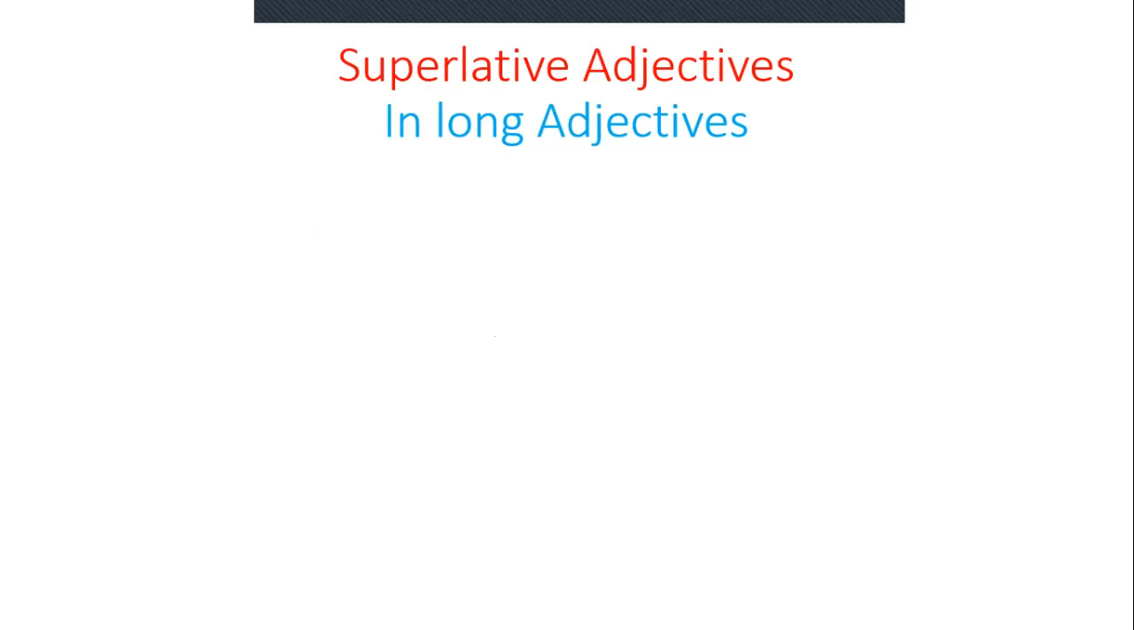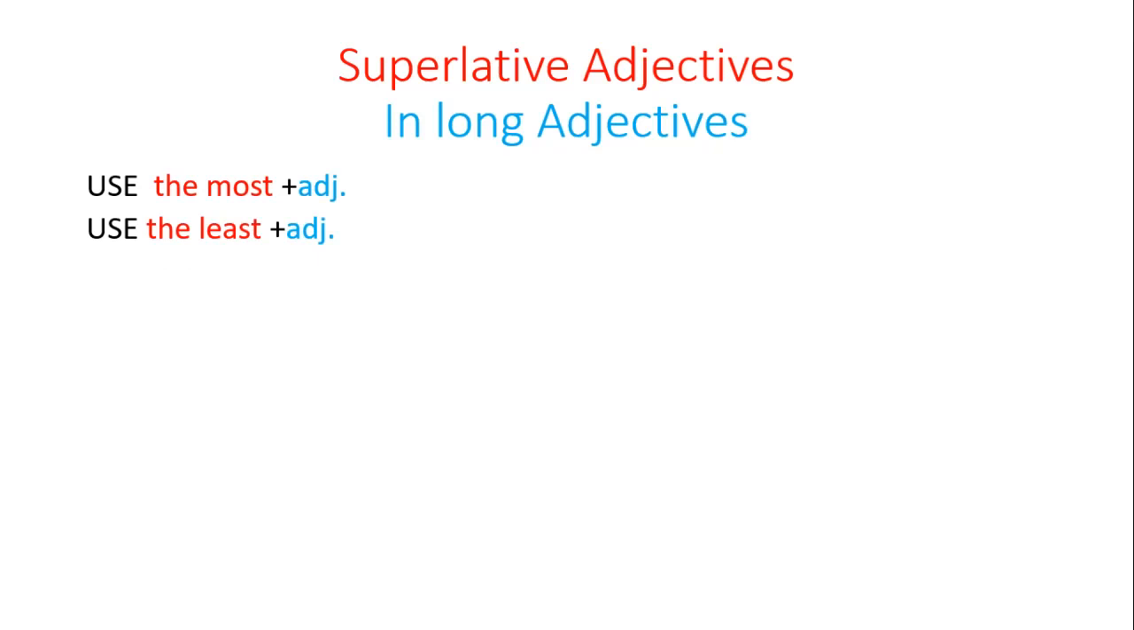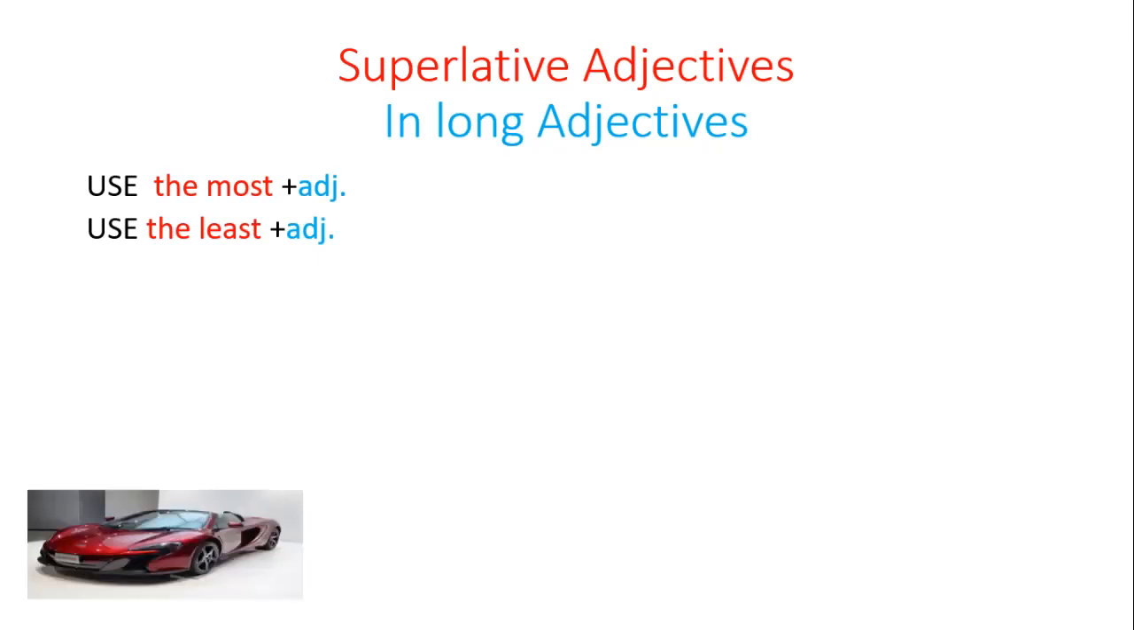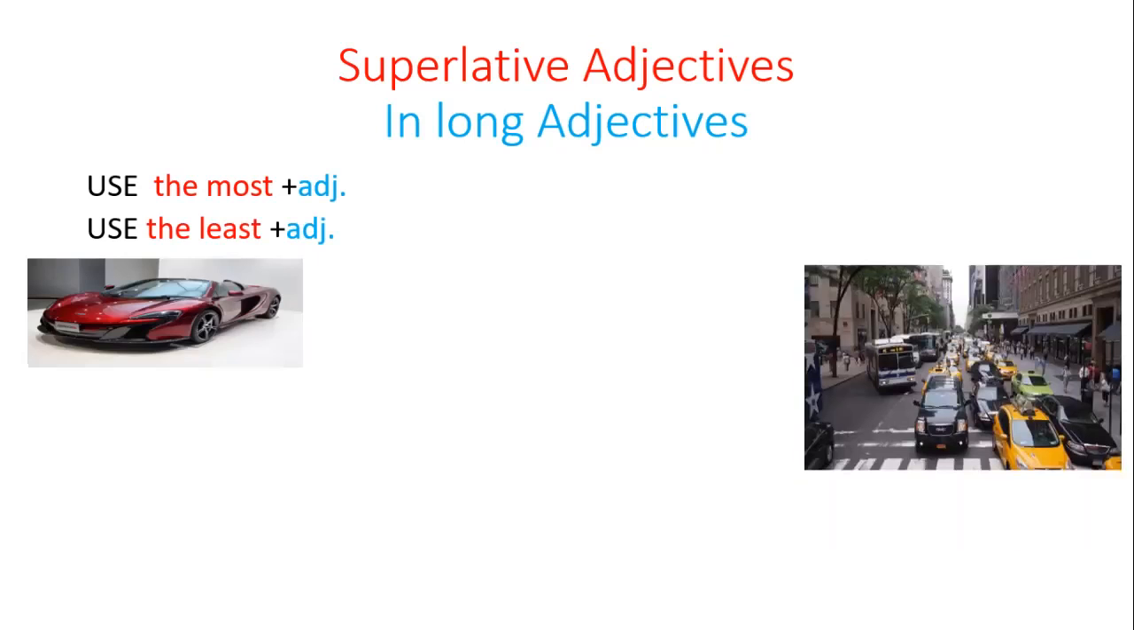Superlative adjectives with long adjectives. Okay, how can we make superlative adjectives with long adjectives? Look here, we use the most plus adjective or the least plus adjective. Okay, we can use the most plus adjective and also we can use the least plus adjective. Look at this picture and this picture. Here, my students, we make a superlative because we compare between this car and all these cars, okay?